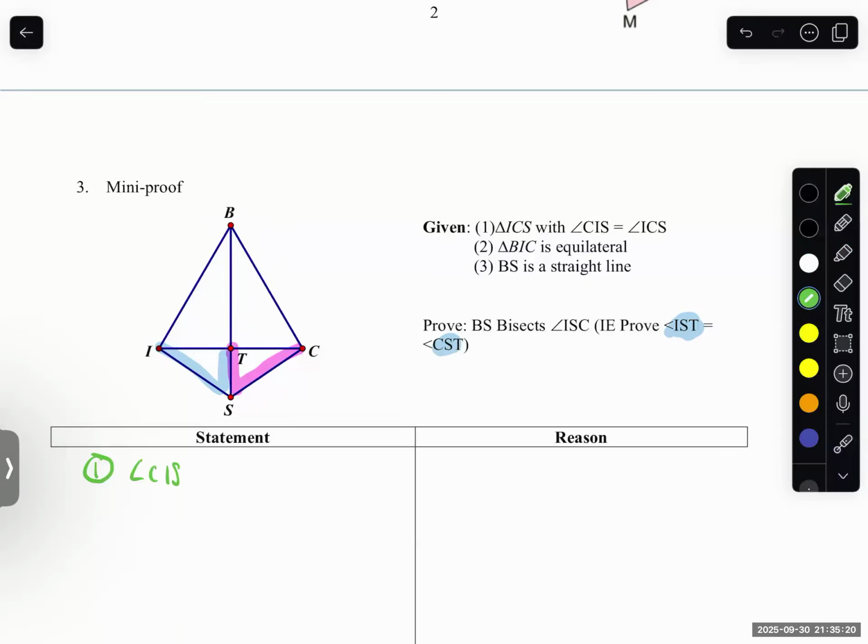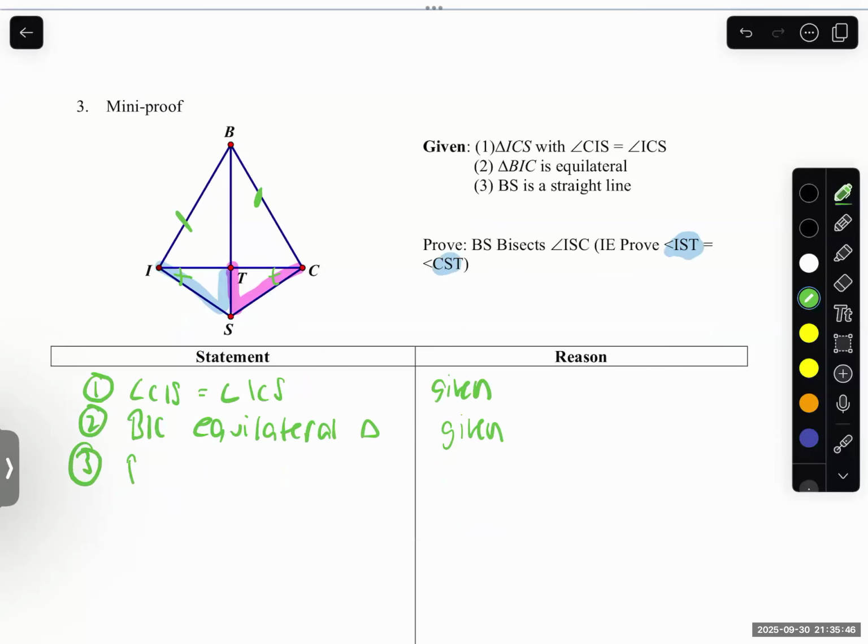So it tells me that CIS is equal to ICS. It also tells me BIC is equilateral. And it also tells me BS is a straight line, but I don't really use that given. So I'll mark that CIS, which is here, is equal to this one. And then BIC being equilateral tells me the sides are equal. Now, I do need to say that they're equal by the definition of equilateral, and that is by line 2.